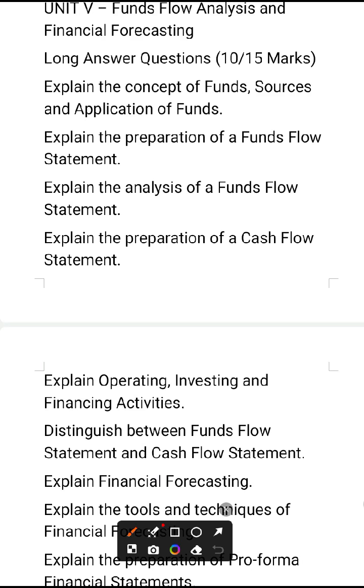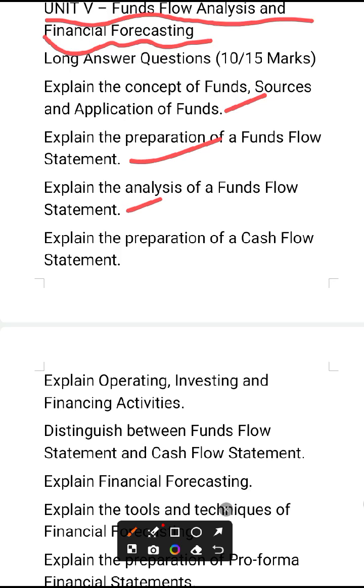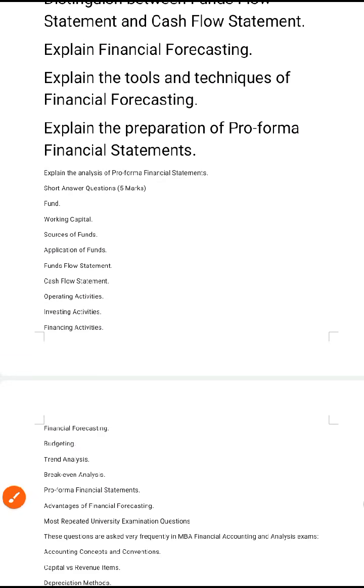Now, Unit 5, Fund Flow Analysis and Financial Forecasting. Financial analysis is used for financial forecasting. Explain the concepts of funds, sources and applications of funds. Explain the preparation of fund flow statement. Explain the analysis of fund flow statement. Explain the preparation of cash flow statement. Explain operating, investing and financing activities. Distinguish between fund flow statement and cash flow statement. Explain financial forecasting and the tools and techniques of financial forecasting.